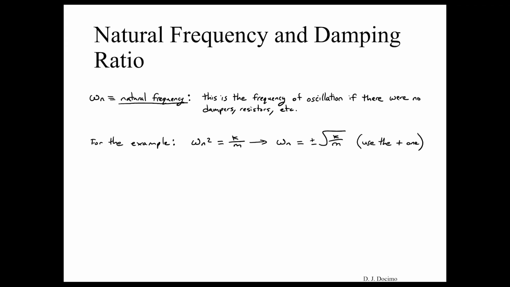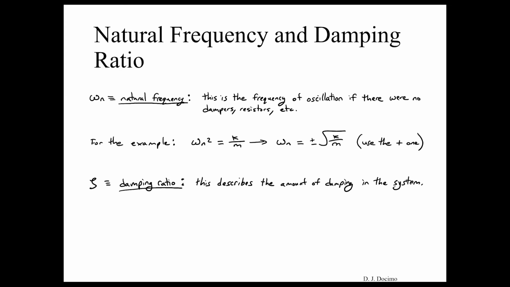You could see that from the math from the last two equations. So omega n is plus or minus the square root of k over m, and we usually say the positive one for a positive frequency. Now, zeta is our damping ratio. That describes the amount of damping in the system. And so for this example, we can go through and solve that zeta is equal to c divided by 2 times the square root of m k. So we have both of those terms now.